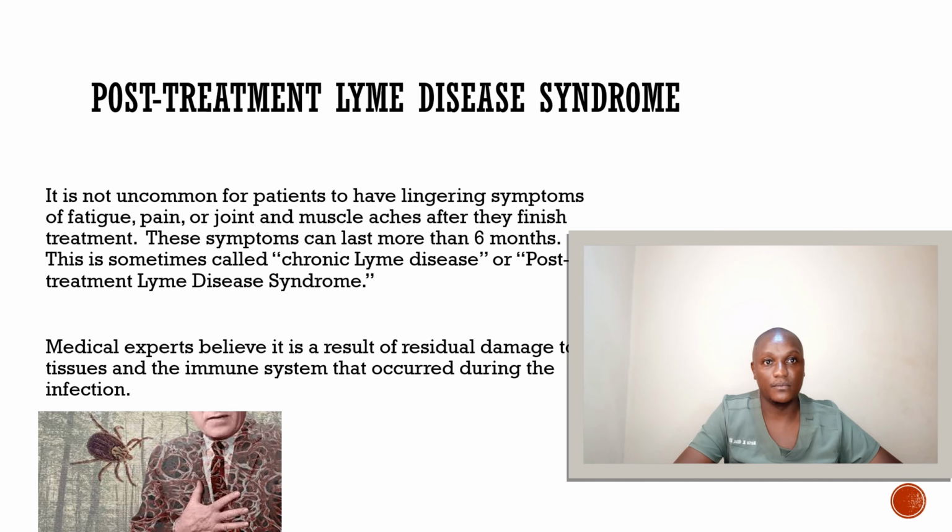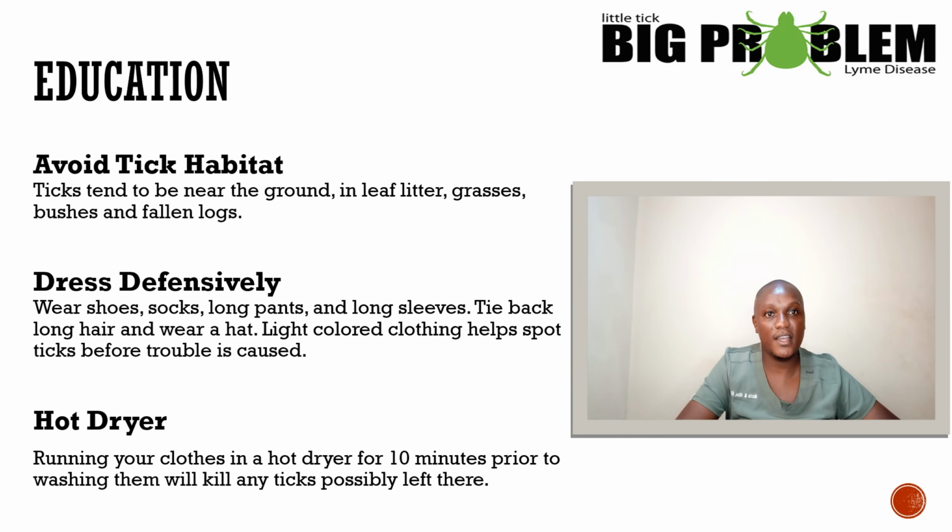during the infection. The education that we provide out there to prevent Lyme disease, number one, is to avoid tick habitat. Ticks tend to be near the ground, in leaf litter, grasses, bushes, and fallen logs. Avoid tick habitat. Number two, dress defensively. What are we saying? Wear shoes, socks, long pants, long sleeves, tie back long hair, and wear a hat. That is defensive attire.